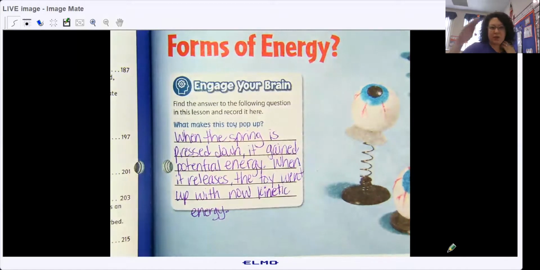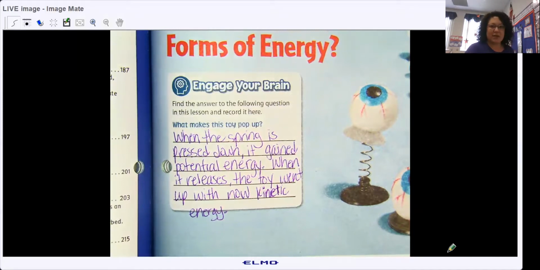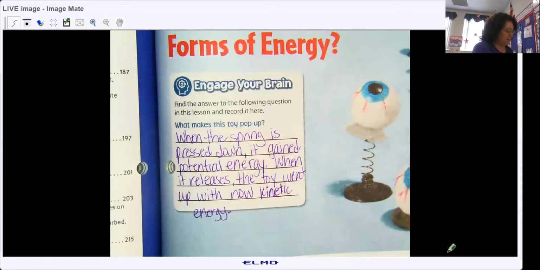Okay, so when the spring was pushed down, just like the roller coaster at the top and the ball at the top, when the spring was pushed down, it's got potential energy. It's going to move. As soon as you let go, all that energy had built up, and then you've got kinetic energy because it moved.